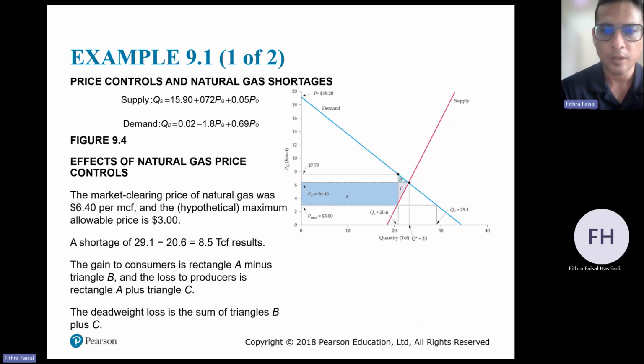Please also try to understand the examples within the book, because in the midterm there's actually one case that uses producer and consumer surplus, price control and so forth. So you need to also understand this example. Please study it by yourself.